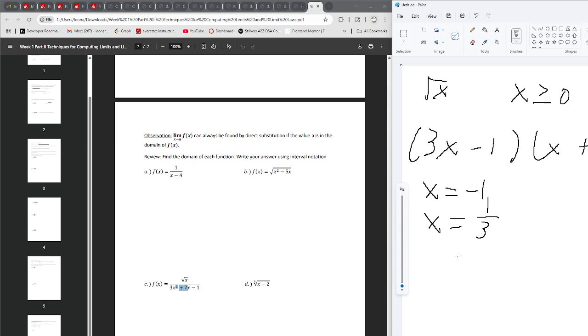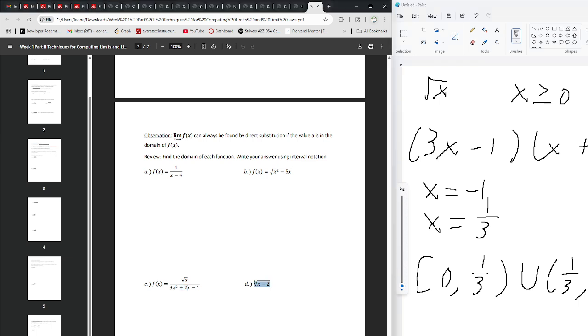So really what we need to say is from 0 to 1/3, not inclusive, and from 1/3 to infinity, we can have valid x values.